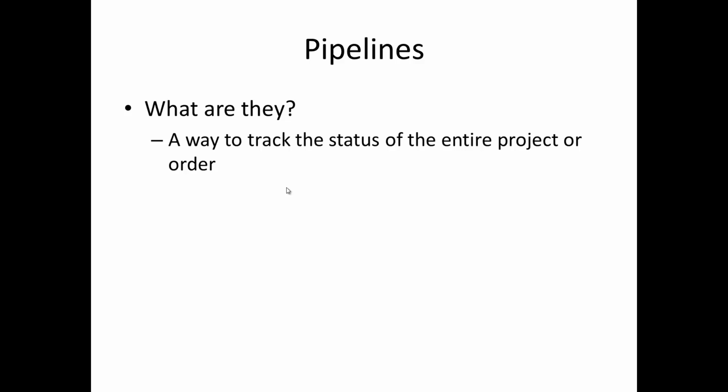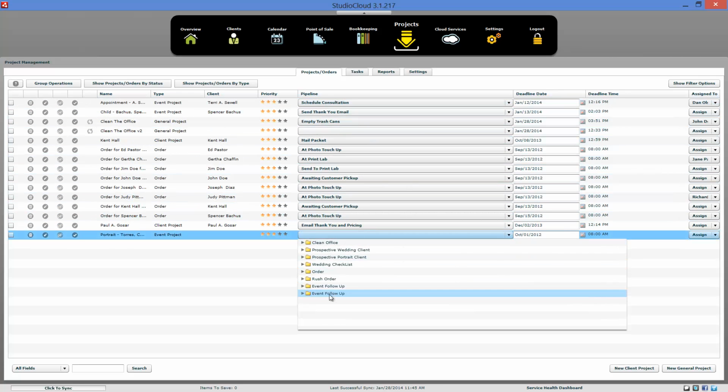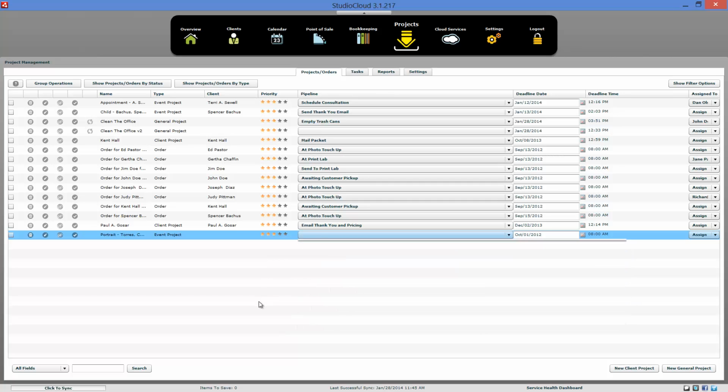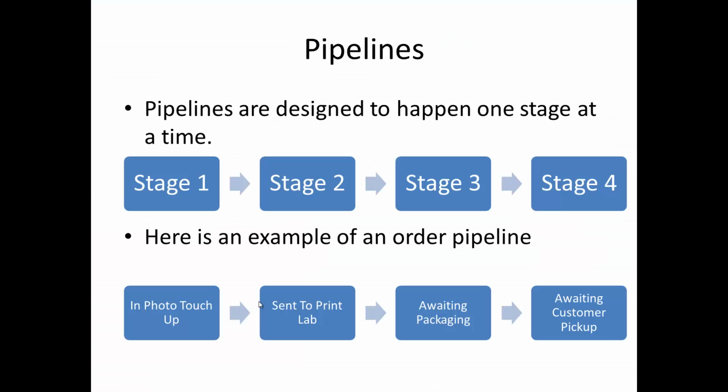Pipelines. What are they? A way to track the status of the entire project or order. And let me show you in the program that this right here is the pipeline, and if you click on it, it has a full drop down with different pipelines, and inside of it different pipeline stages that you can select. So if you think of pipeline, it's go step 1, step 2, step 3, step 4. It's kind of like water flowing through a pipe. It goes one after another.